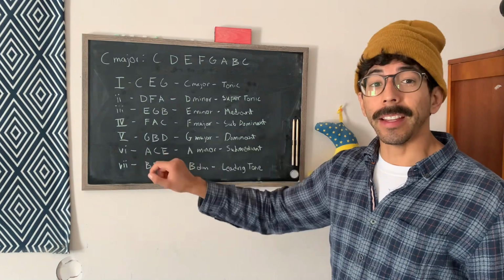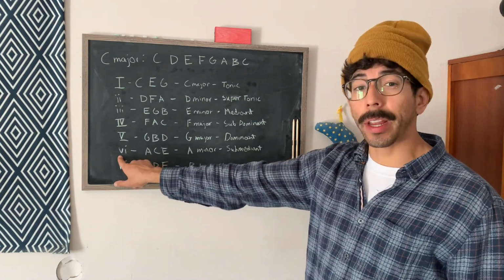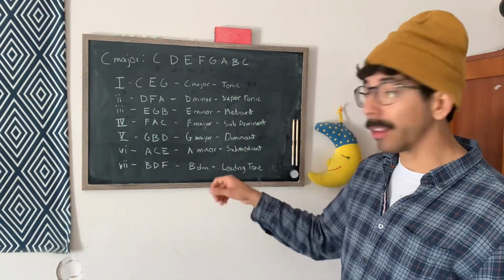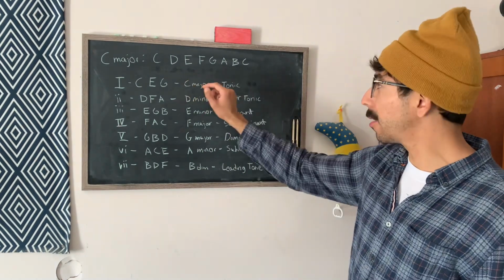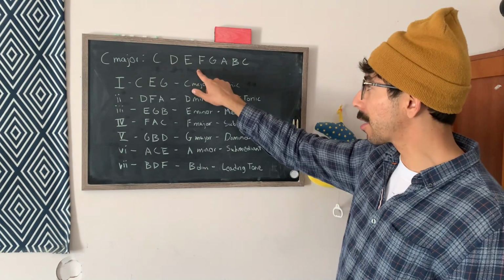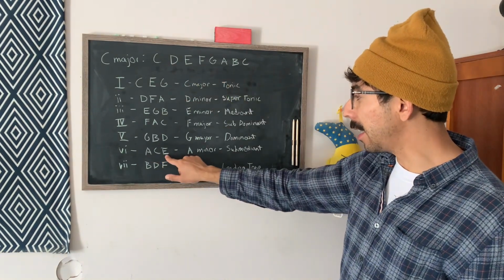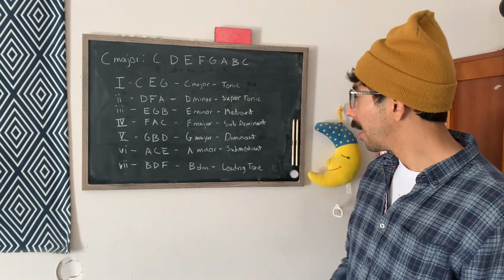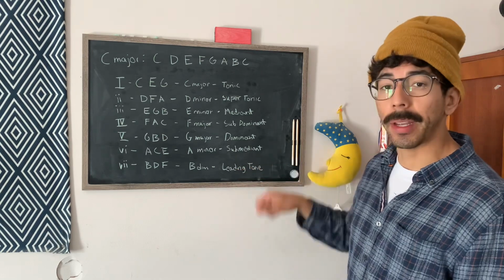Next is the 6th chord, and again it's lowercase because it is a minor chord. In the case of the C major scale, it is going to be the 6th degree, which is A, and using the notes from the C major scale it is going to be A, C, E, making the A minor chord. And this is also called the submediant.